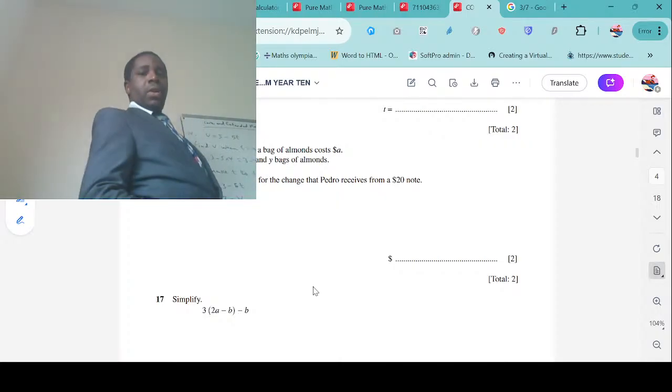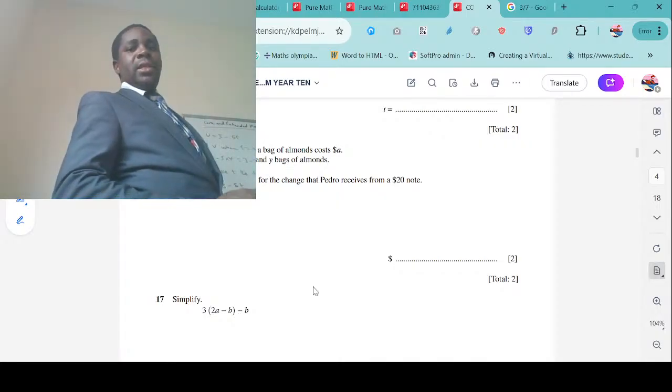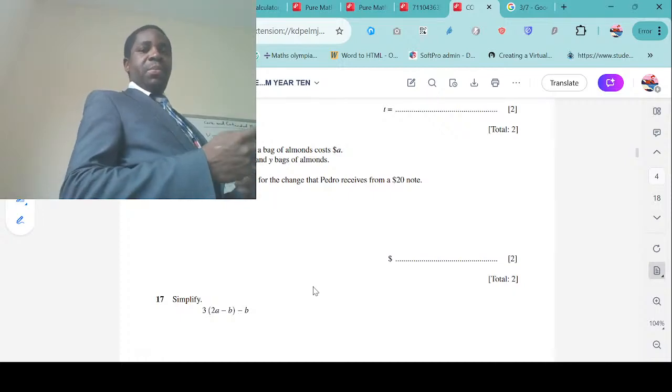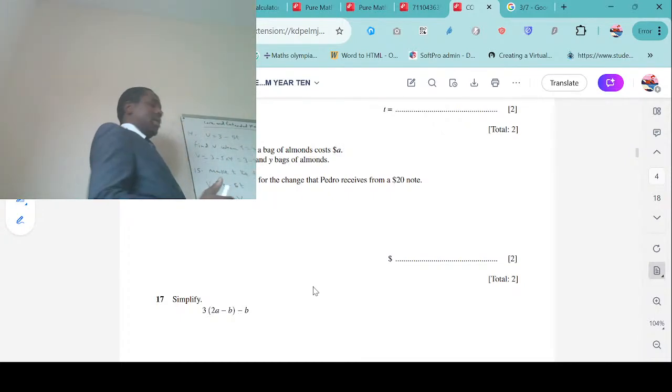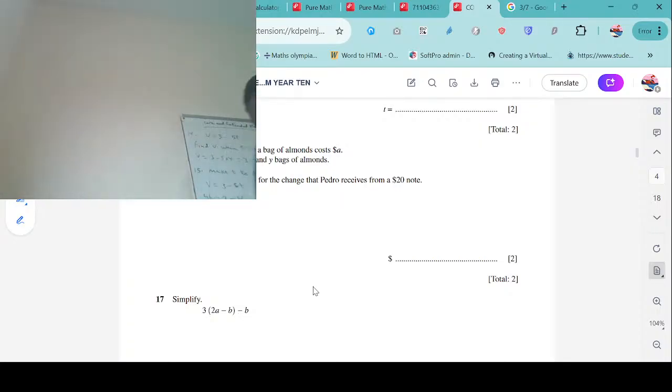Okay. The question says write down an expression for the change that Pedro received from the $20. First, let's calculate the total amount spent. Since one bag of rice is $R, then x bags of rice will cost what? $Rx. Am I correct? And y bags of almonds will cost $Ey. So the total cost will be Rx plus Ey dollars.